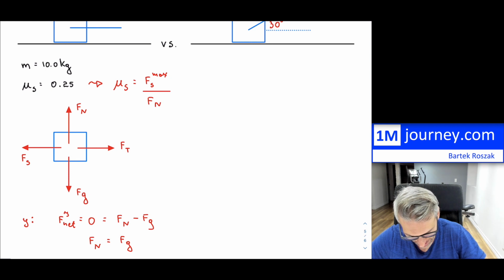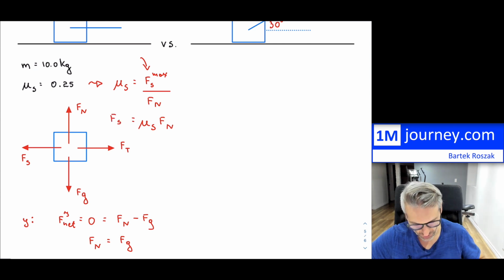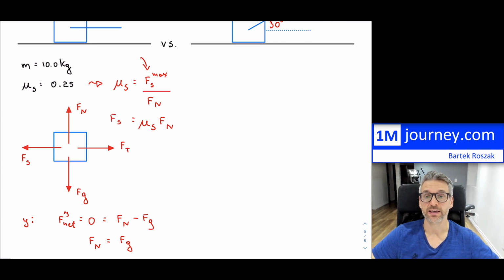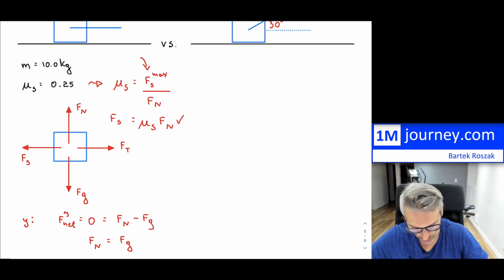And of course, what that means is that this particular force of friction is going to be just the coefficient of friction multiplied by the normal force. And that's going to be my static friction that I will have. And my tension is going to have to balance that off before this object starts to move. So this is important for us right there. But that is in the horizontal direction.